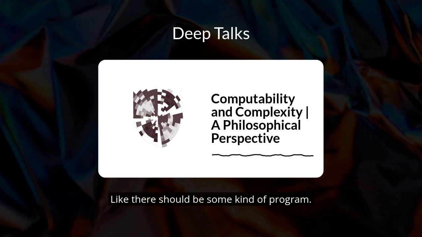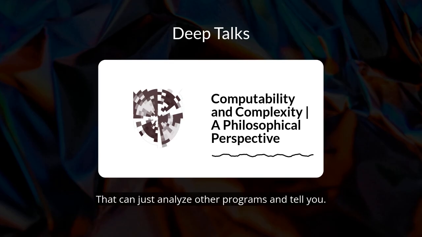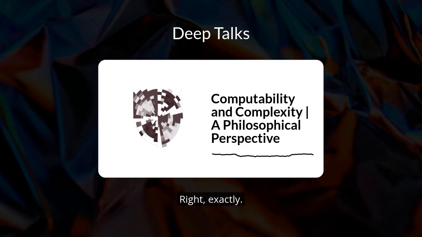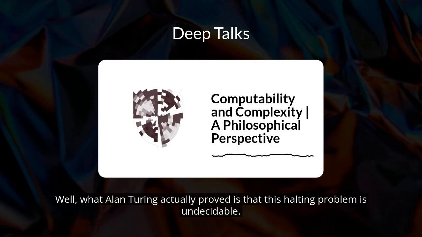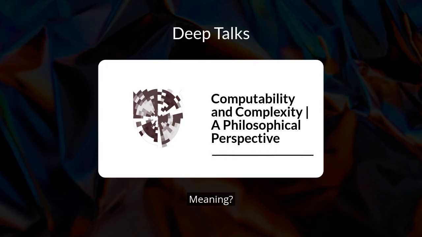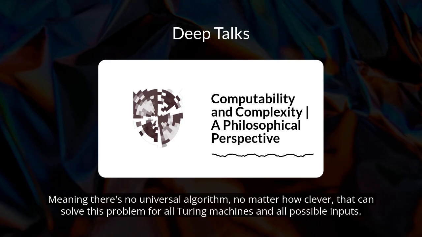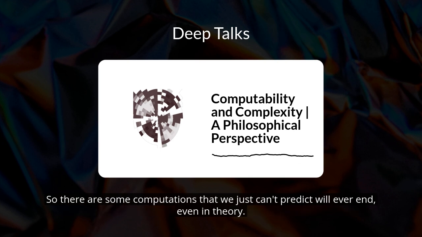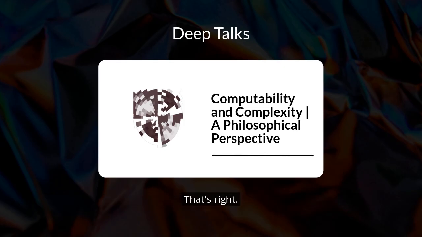You would think so, right? Like there should be some kind of program, a halt detector that can just analyze other programs and tell you. Exactly. What Alan Turing actually proved is that this halting problem is undecidable. Meaning? Meaning there's no universal algorithm, no matter how clever, that can solve this problem for all Turing machines and all possible inputs. So there are some computations that we just can't predict will ever end, even in theory. That's right. Wow, that's a pretty big deal.